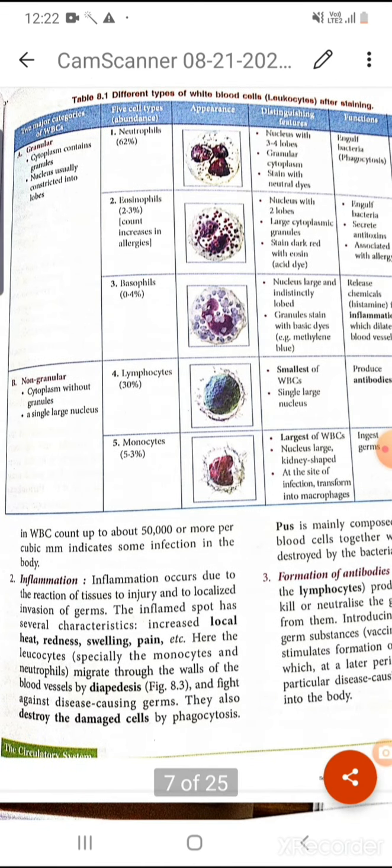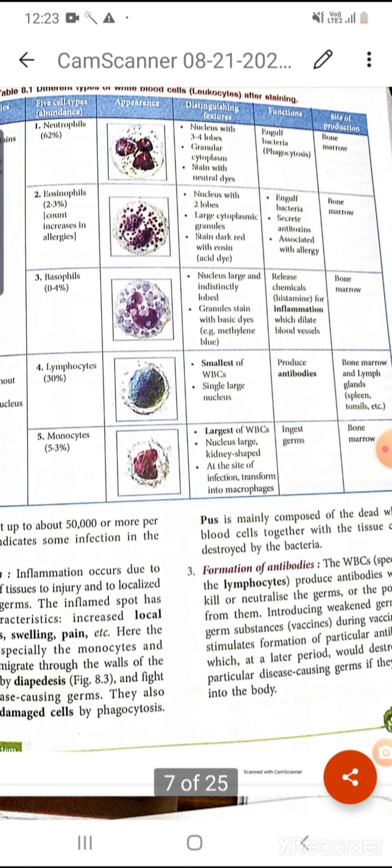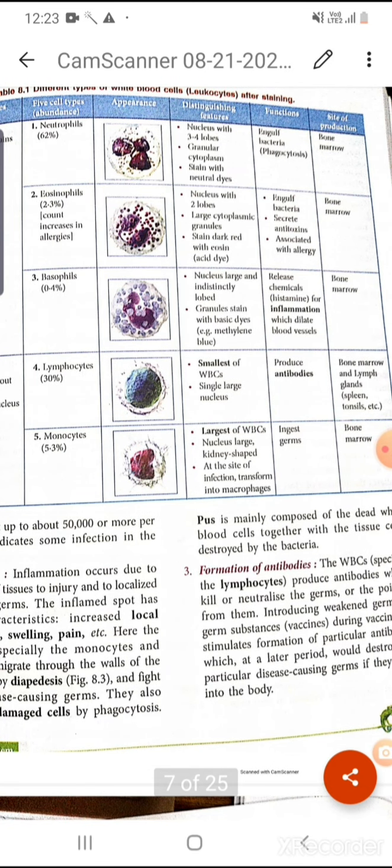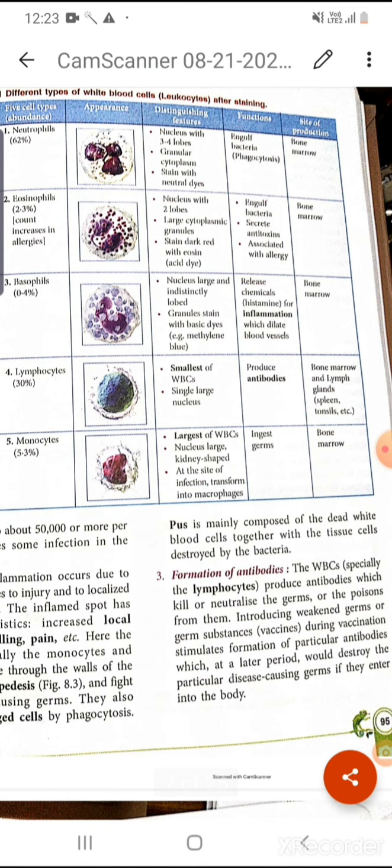Next is non-granular, meaning granules are not present in the cytoplasm, and they have a single large nucleus. No such 2 or 3 lobes are present there; one single large nucleus is present. There are 2 types, lymphocytes and monocytes. The first is the lymphocyte. These are the smallest WBCs, and one single large nucleus is present at the middle of the cell. Lymphocytes are mainly responsible for the production of antibodies, and they develop from bone marrow and lymph glands.